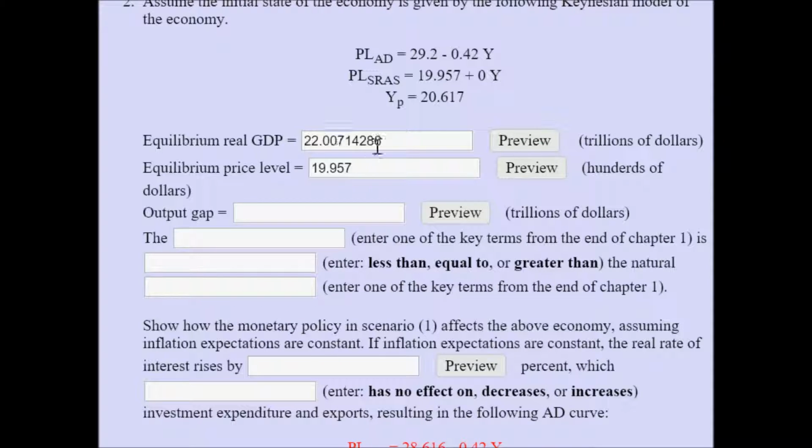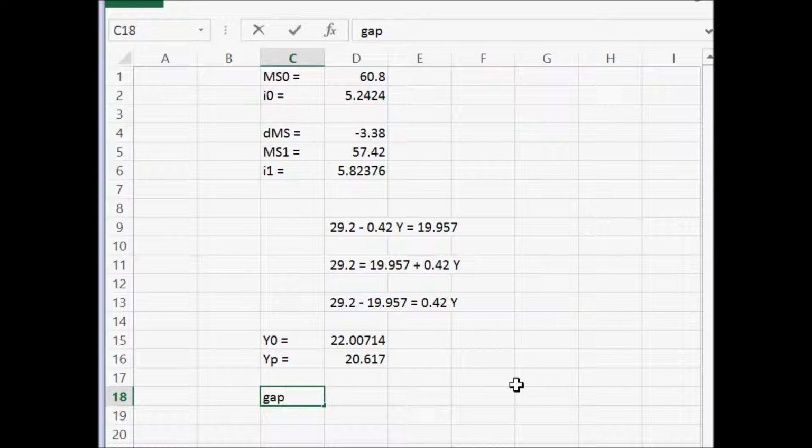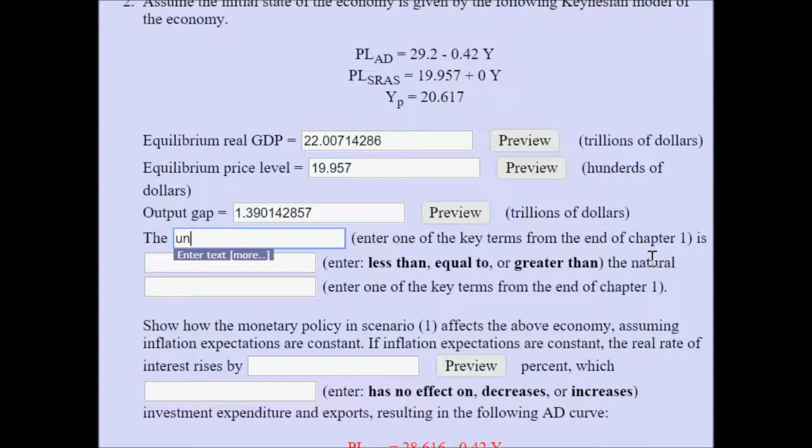The output gap is found by taking this and subtracting from it potential GDP. So I'm going to take potential GDP and subtract it from what we just calculated, real GDP. So the gap equals initial GDP minus potential GDP. So the gap is $1.39 trillion. I'm going to paste that into my open math. The unemployment rate is less than the natural unemployment rate at this point.